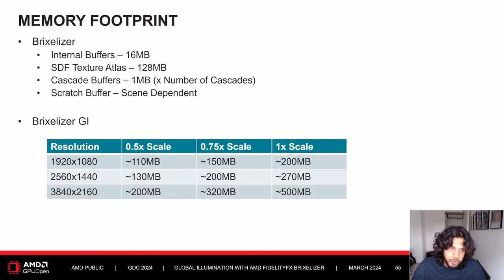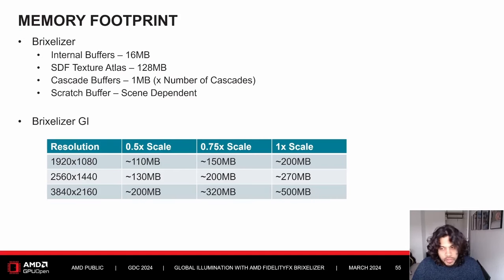As for the memory footprint, Brixelizer needs around 16 megabytes of VRAM for internal resources, about 128 megabytes for the SDF texture atlas, and roughly 1 megabyte for each cascade you need. You also need a scratch buffer for the updates, but that is dependent on the complexity of your scene, and the size can be queried using the provided function for it.